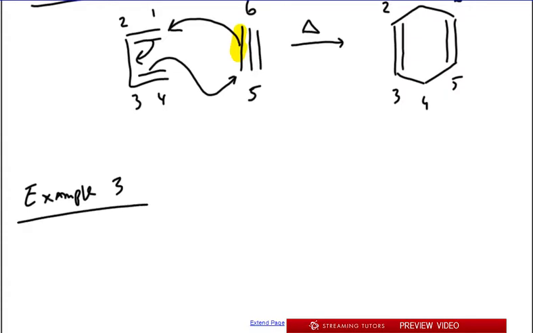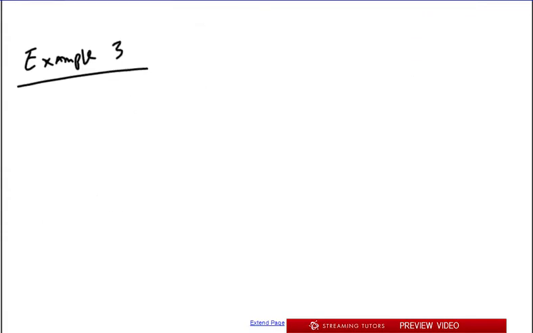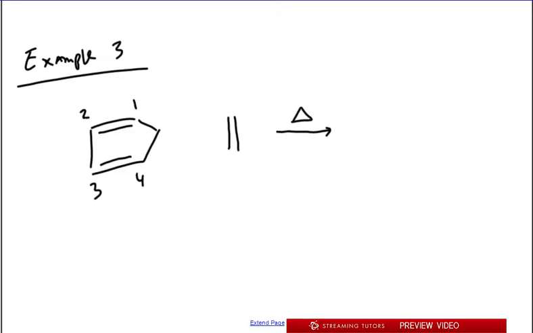So for example 3, what happens if we have this conjugated system, this diene, but it's in a ring? So we have that right there, and we could do anything we want. Let's make it an alkene like ethene with heat. Well, how does this work? Well, it's the same thing. You always look for your 1, 2, 3, 4 in your diene, and your 5, 6 in your dienophile.